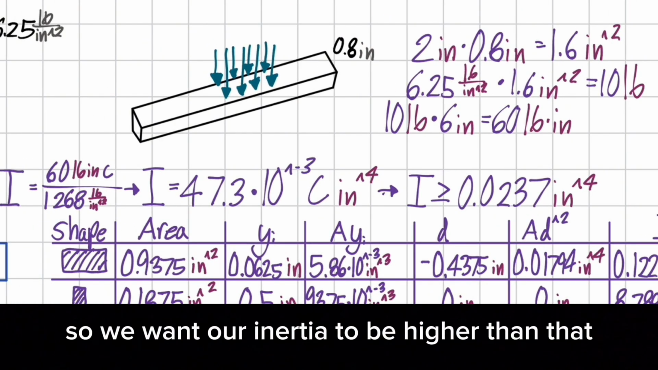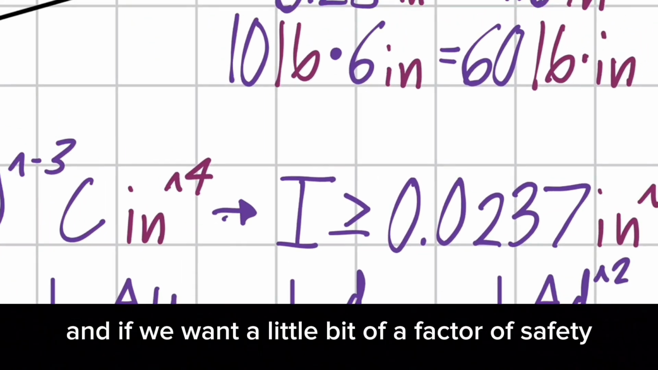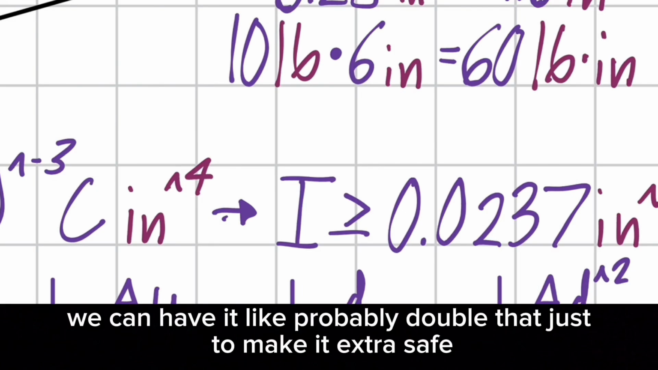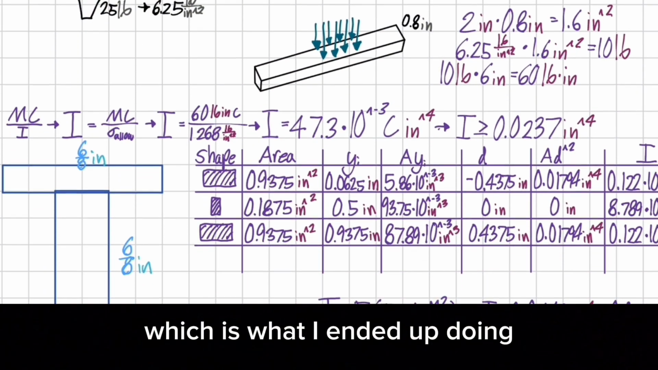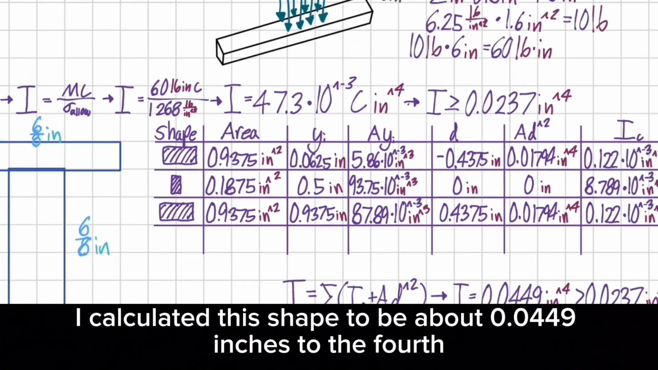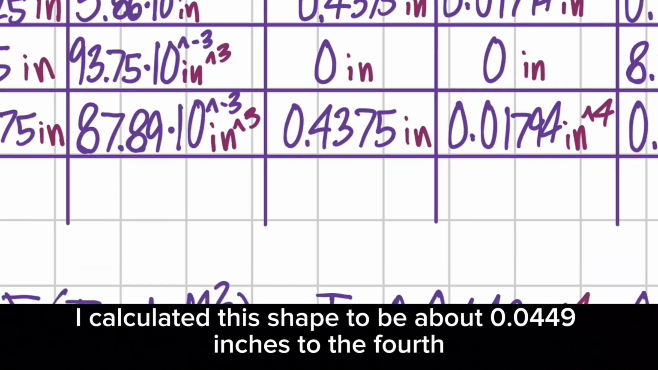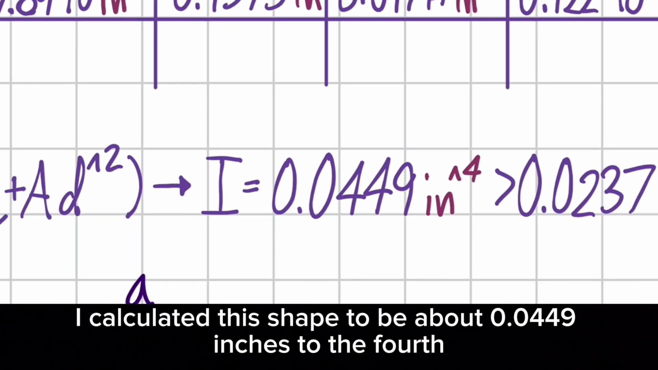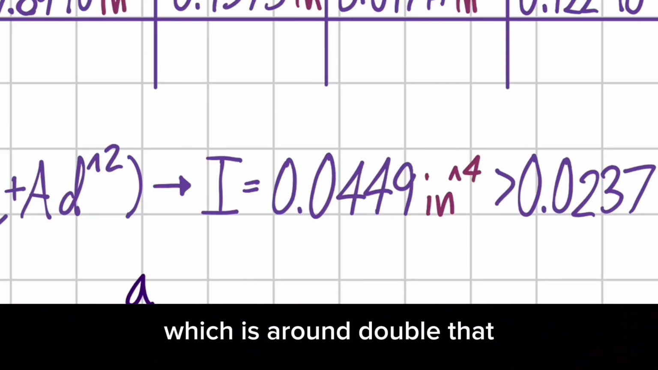So we want our inertia to be higher than that. And if we want a little bit of a factor of safety, we can have it probably double that, just to make it extra safe, which is what I ended up doing. As for the inertia, I calculated this shape to be about 0.0449 inches to the fourth, which is around double that.